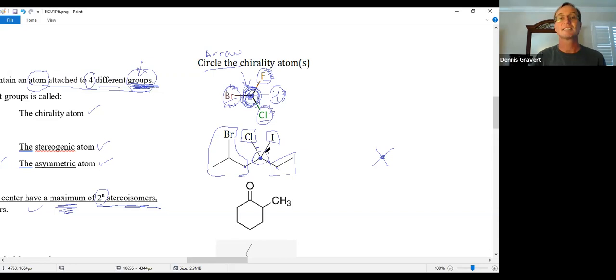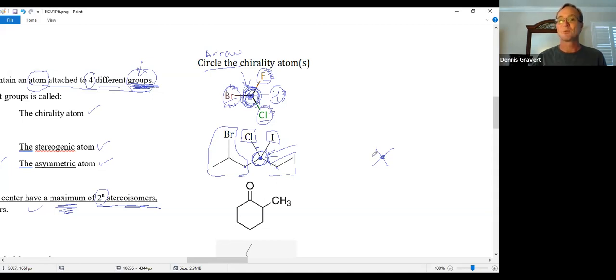This is a yes. That is a chirality center. It's got an iodine, a chlorine, a 2-carbon group with the bromine, and a 2-carbon group, ethyl. All 4 are different from each other. Yay, there's the chirality center. Am I done with this molecule?